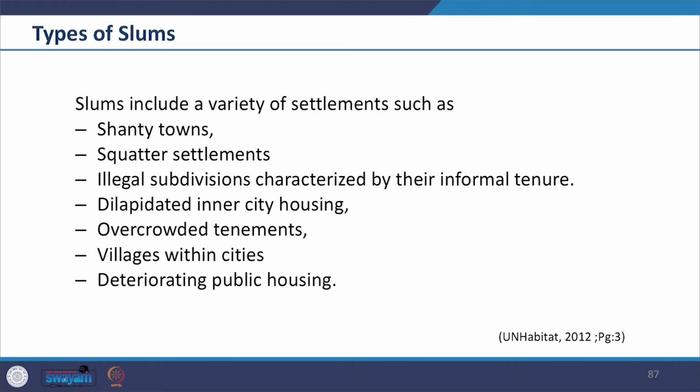Moving forward, we may find a variety of settlements which might be considered as slums across the globe. So we see shanty towns, squatter settlements and illegal subdivisions characterized by informal tenure. They also include dilapidated inner city housing, overcrowded tenements, villages within the cities and deteriorating public housing. So all those varieties you can see when you look at slums. Each of these originates, grows and develops differently and may vary in size. A slum could be a few huts to thousands of permanent dwellings and may be located in the city, or it can be located in the periphery as well.